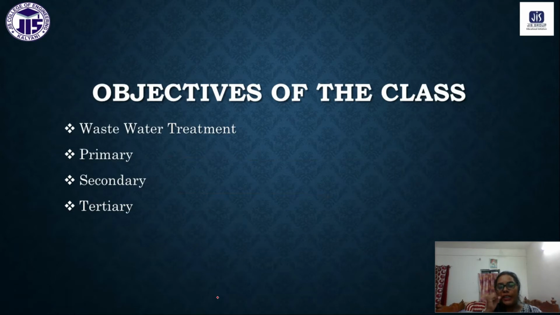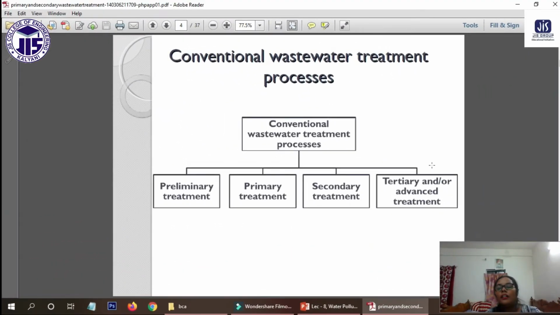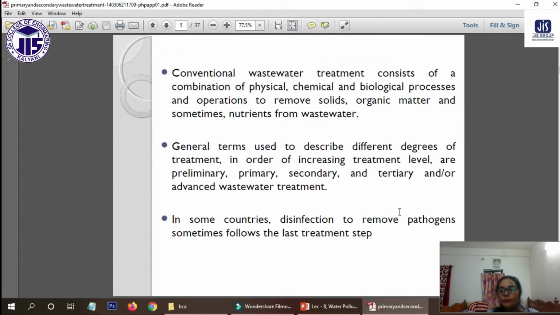Now these are the objectives of today's class. Today we will see the steps of wastewater treatment, how we can do this, and how we can refine this wastewater. Generally we will see the primary step, the secondary step, and the tertiary step. Our conventional wastewater treatment process follows preliminary treatment, primary treatment, secondary treatment, and tertiary or advanced treatment, the last step of wastewater treatment.